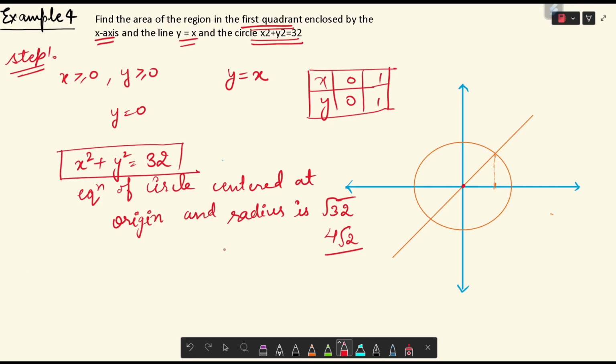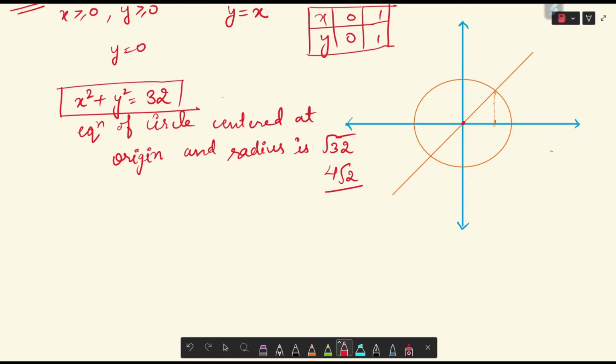Then step 2. What is step 2? Step 2 says that you need to find the point of intersections, the point of intersection of two curves.